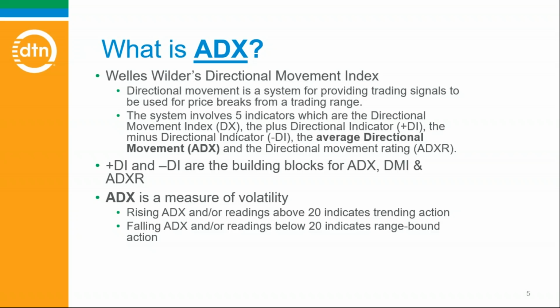So it's plus DI and negative DI, which are the building blocks for all the fancy stuff. And what we're interested in particularly is ADX. So this is a measure of volatility. And rising ADX is readings above 20, indicating trending action. And what we're specifically interested in, if you remember the prior slide, is readings below 20, range-bound action, right? The longer we're in low vol, the longer we're range-bound, the greater the probability we're going to break out and start trending.